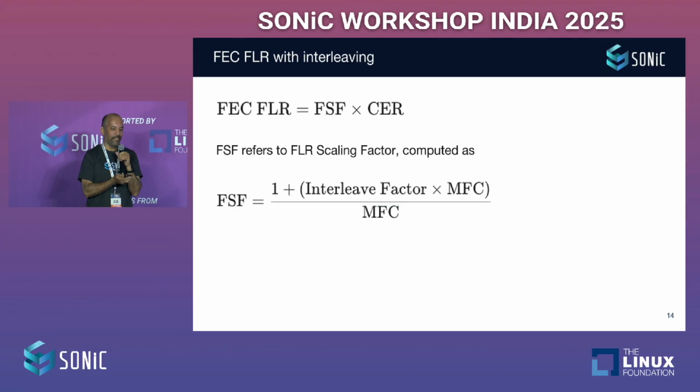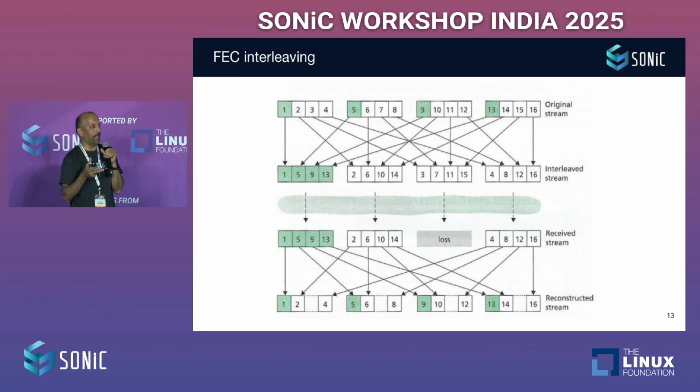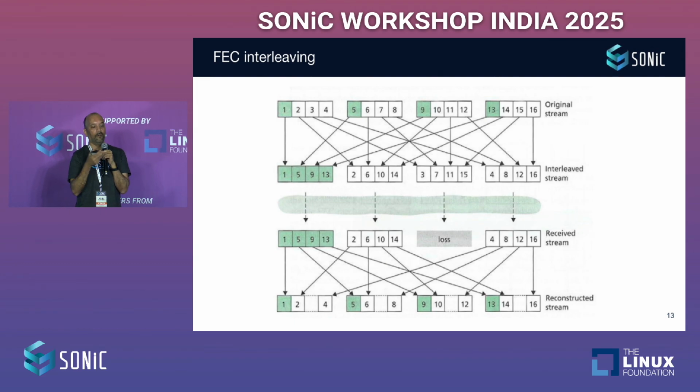And then the corresponding interleave factor and corresponding ratios will help you calculate something called the FSF, the FLR scaling factor, which takes into account the interleave factor. In the example we saw right now, this was 4 code words getting together. You can have 8 code words coming together, or 16 code words being interleaved together. That interleave factor can be taken into account depending upon what type of link it is.